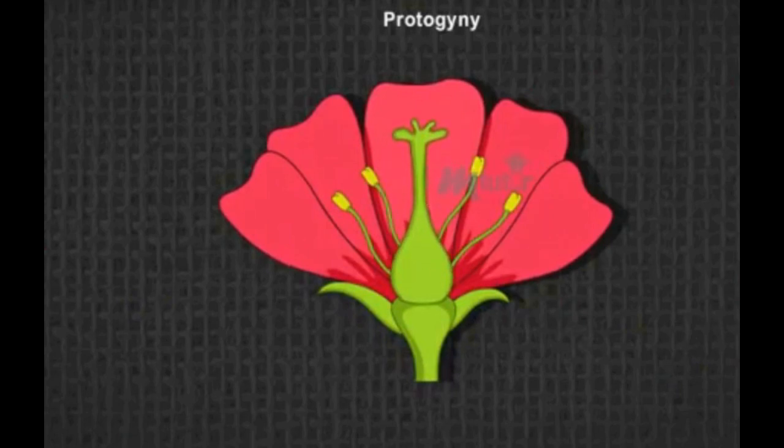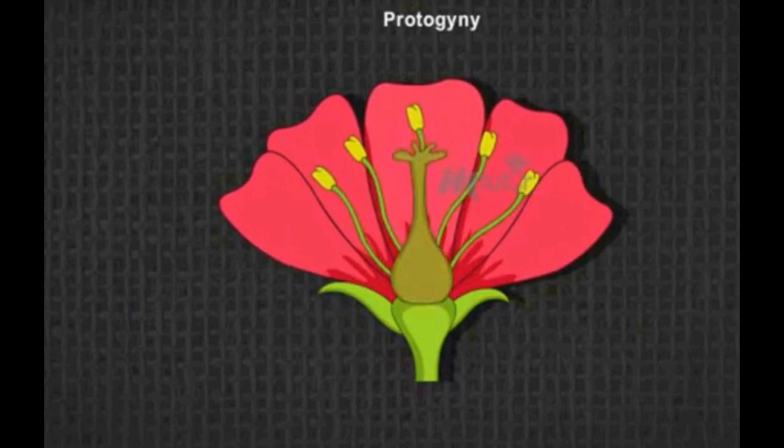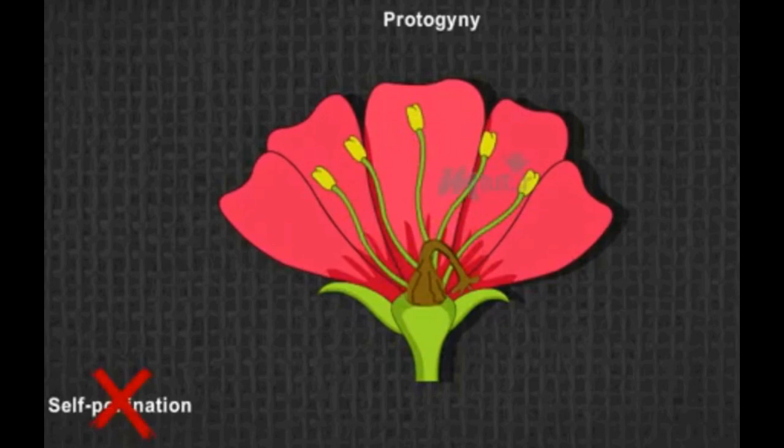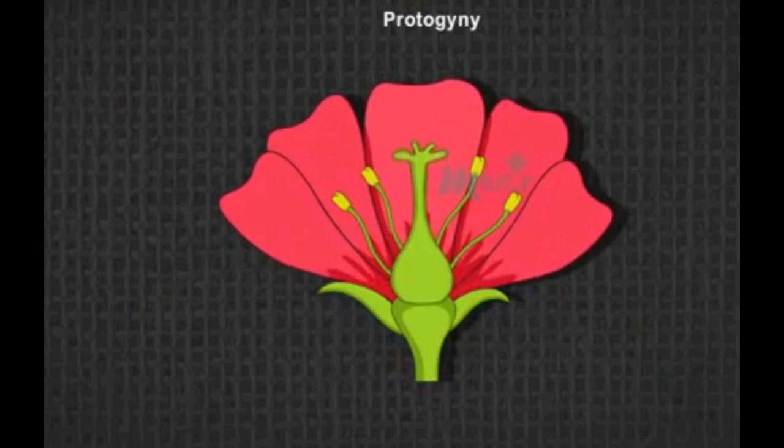Protogyny is the condition in which the female reproductive organs, the carpels of a flower, mature before the male ones, the stamens, thereby ensuring that self-pollination does not occur. See the maturation of the carpel while the stamen of the flower is still in the juvenile period.